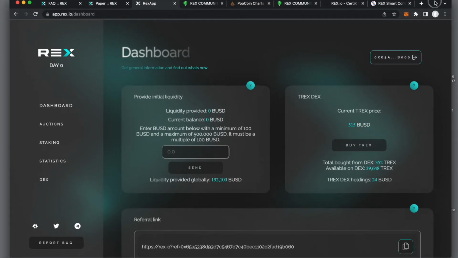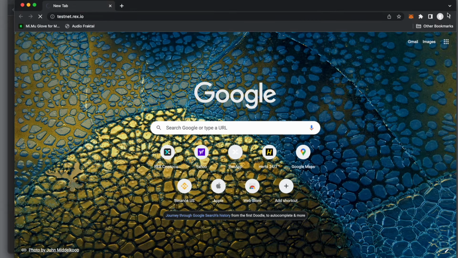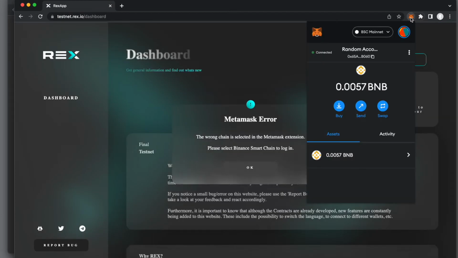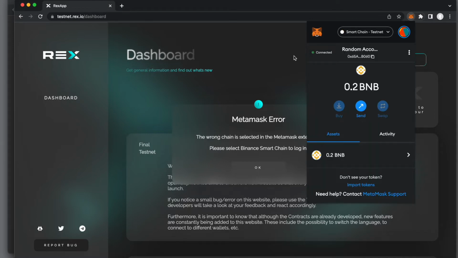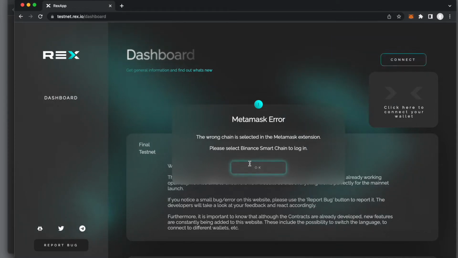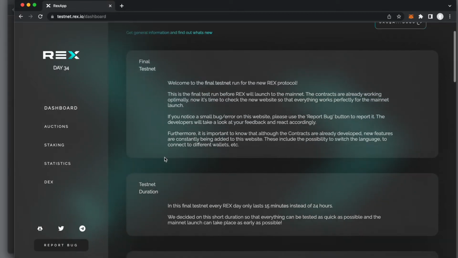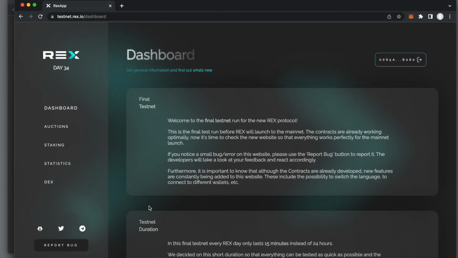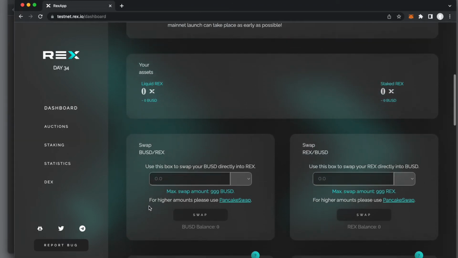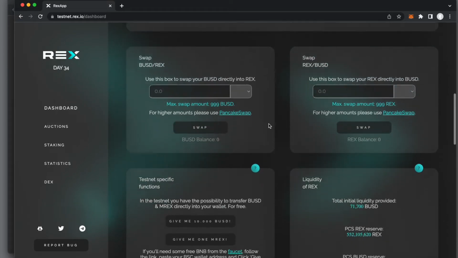Actually, let's just do that right now. I'll just have a look. I'm just going to go to testnet.rex.io, and I'm going to change my network, as I showed you before, over to the Smart Chain testnet, and I'm going to connect my wallet here. Let's have a look and see what this dashboard looks like on this testnet. So here we have what it's going to look like. So I have 0 Rex, I have 0 BUSD, I have 0 staked Rex.